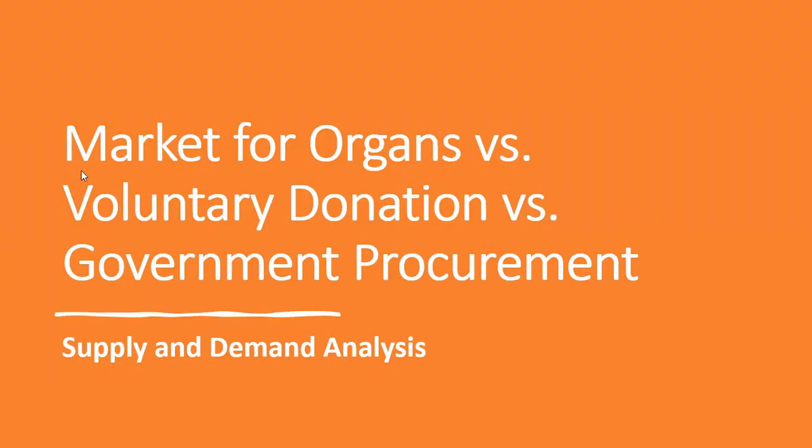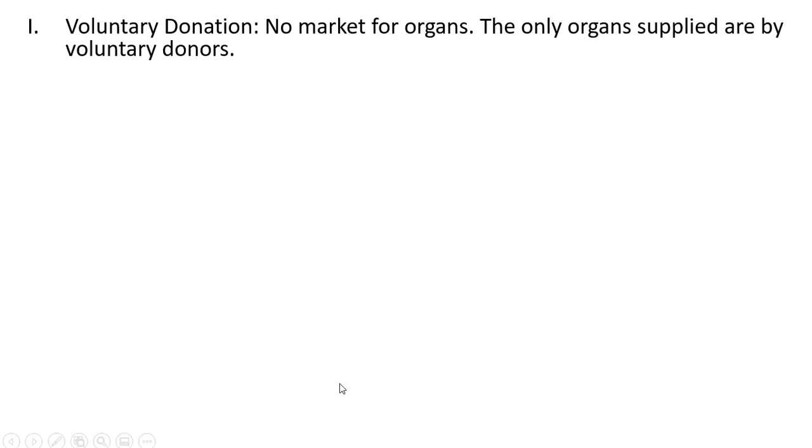Hello, in this video we're going to compare the market for organs versus a system of voluntary donation versus a system of government procurement. We're going to use supply and demand analysis. We're going to start with voluntary donation. Here we have no market for organs.